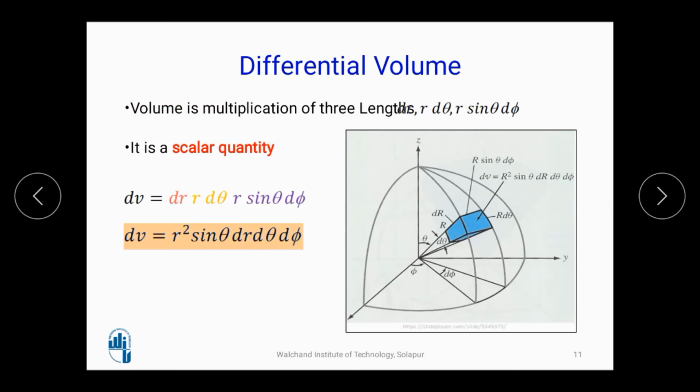If I want to find the volume in the spherical coordinate system, I should multiply the lengths dr, r d theta, r sin theta d phi. Volume is a scalar quantity, so dv is r square sin theta dr d theta d phi. So this way I can find the volume in the spherical coordinate system.